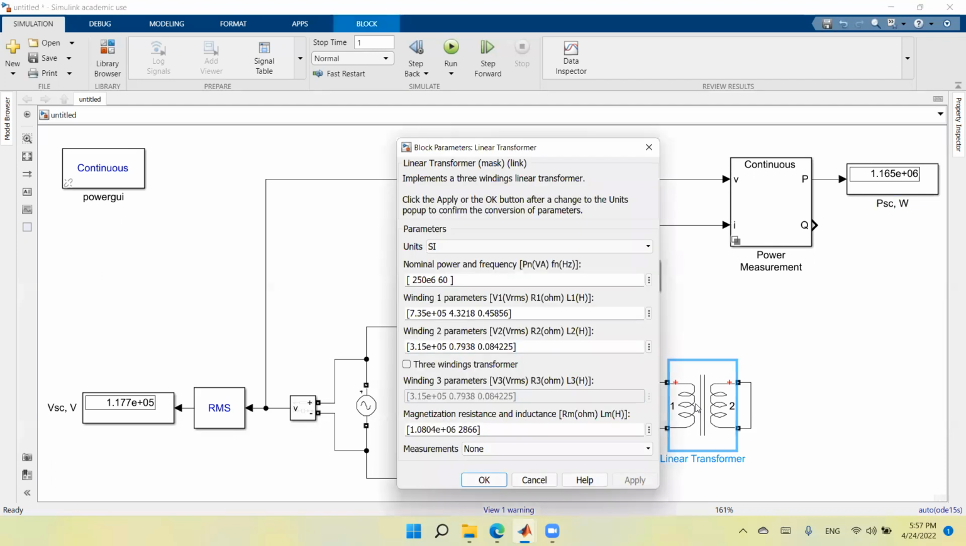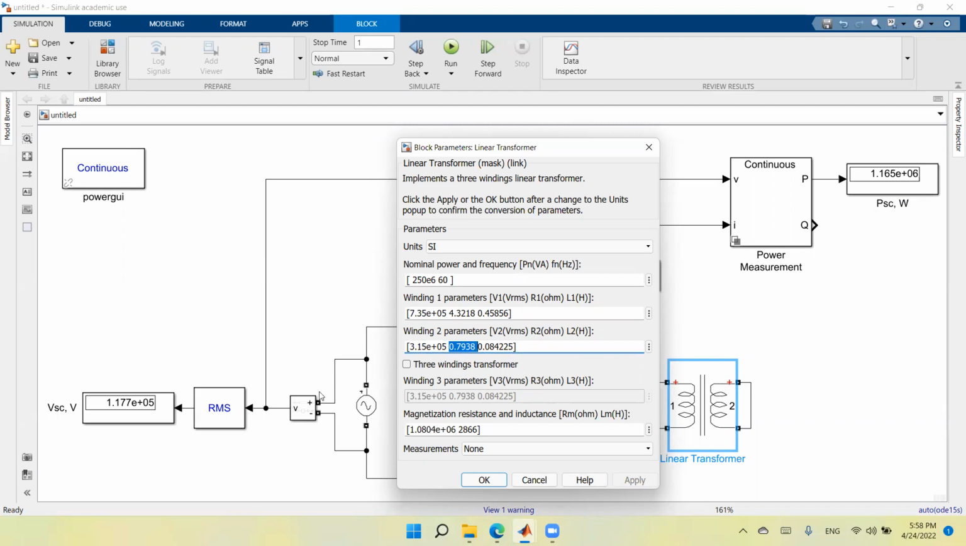We can calculate R equivalent primary, the equivalent resistance referred to the primary side, and X equivalent primary, the equivalent inductive reactance referred to the primary side. We need to compare them with the parameters of this model. As you see here, this value, 4 point something, is R1 in ohms. And this value, 0.79, is R2 in ohms as well.